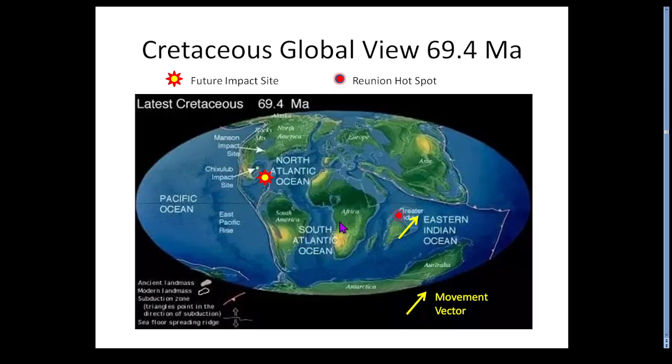Now we go to 70 million years. Impact areas still, water. There's still some seaways, but not as much. The continents are starting to dry out. India is now about to go over the Reunion hotspot.